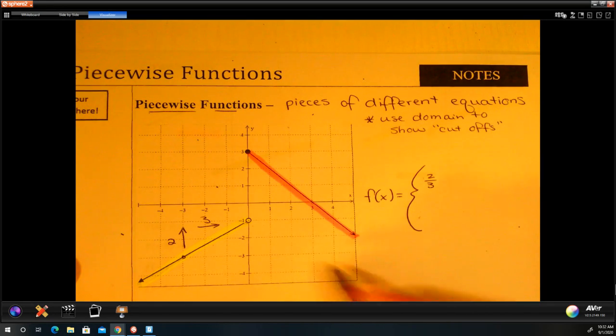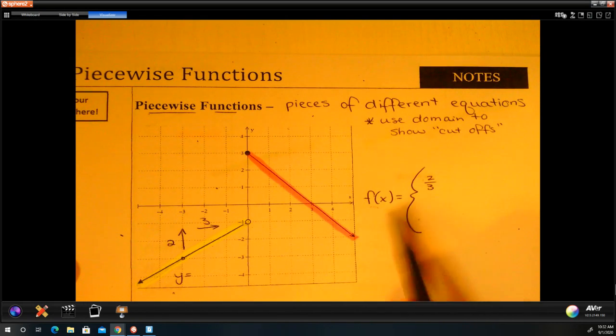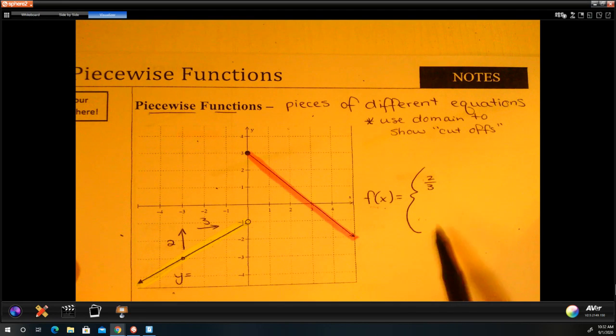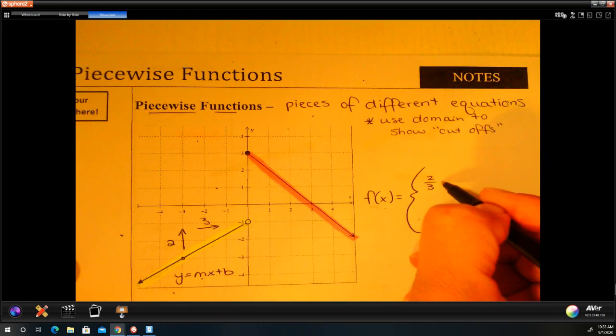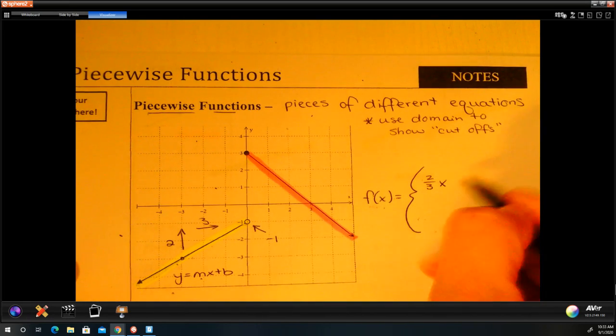I do not need my y equals here because it's right here. So it's almost like that f of x equals is distributing to all the functions in the piecewise. So I'm going to use mx plus b. So m is 2/3 x. My b here would be -1.